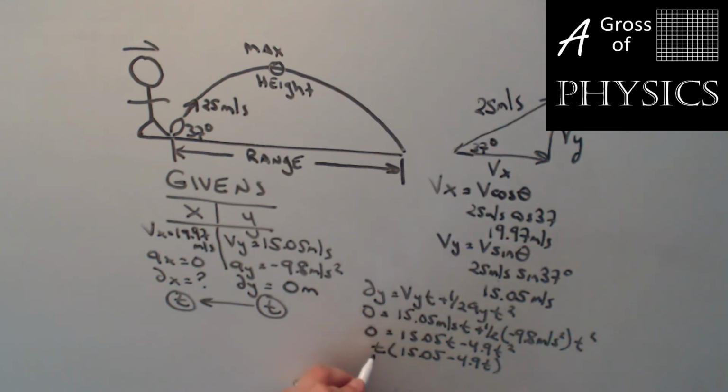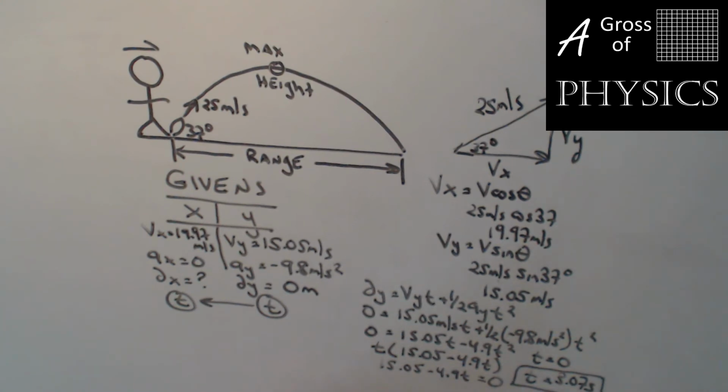This allows us to solve each of these terms and set them equal to 0. So you could say t equals 0, and then 15.05 minus 4.9 t equals 0. If you have 15.05 minus 4.9 t equals 0, we can solve for t. And t becomes, subtract the 15.05 over and divide it by 4.9. The negatives will cancel, and we're left with 3.07 seconds.